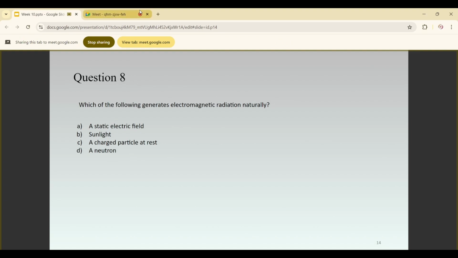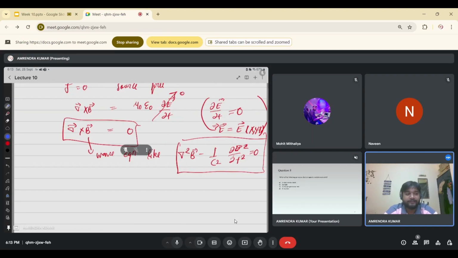Next option, a charged particle at rest. As I explained earlier, a charged particle at rest will generate a static electric field. If you consider the electric field here, it is 1 over 4 pi epsilon naught, q over r square, r cap.